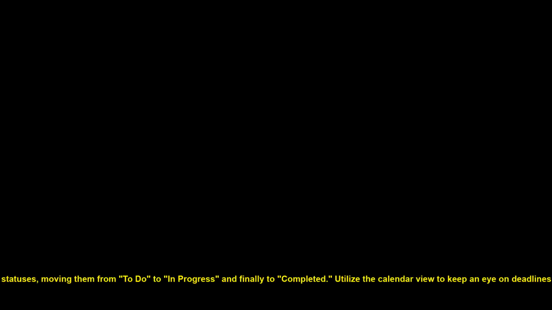Utilize custom fields to track relevant information, such as priority or status. Incorporate subtasks for larger tasks to break them down into manageable steps. Use the comments section within each task for communication, keeping all information centralized. Regularly update task statuses, moving them from to-do to in progress and finally to completed.